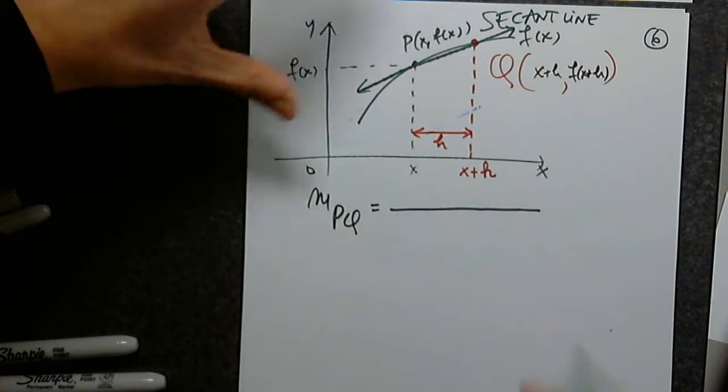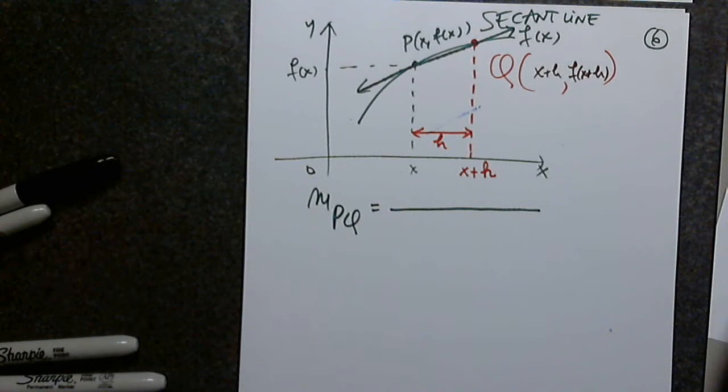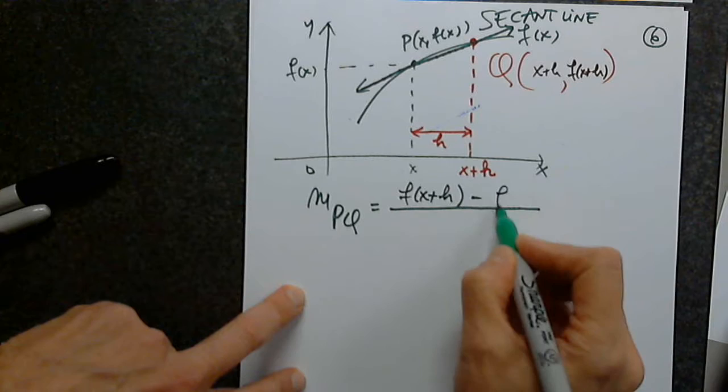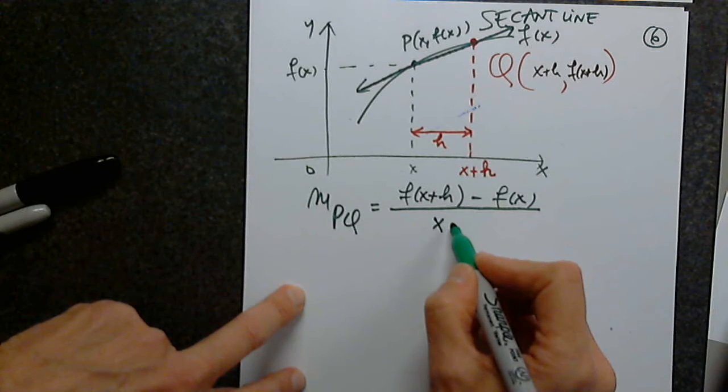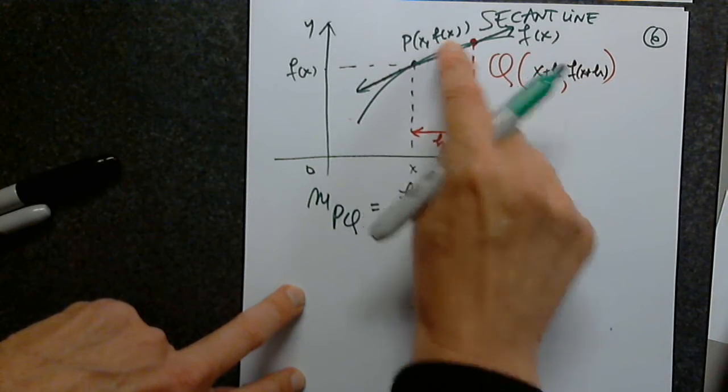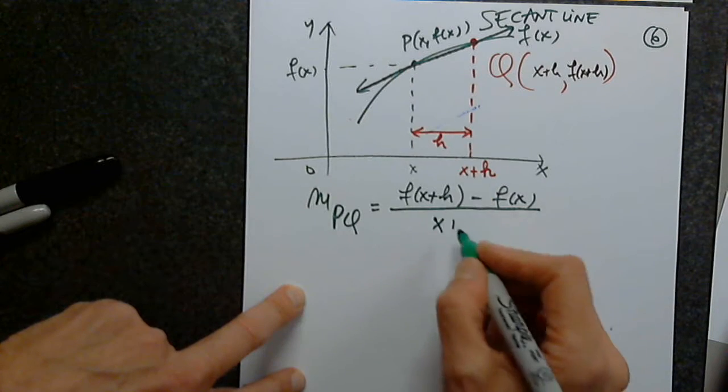Can anyone dictate the slope of PQ? You can say, and I will agree, you deviated from the problem. Not really, but it looks like it. So instead of determining the slope of the tangent line, I created a secant line, and I'll show you how I get to the tangent line in a minute. It would be f of x plus h minus f of x over x plus h minus x. Perfect. So y2 minus y1 over x2 minus x1. Very good.